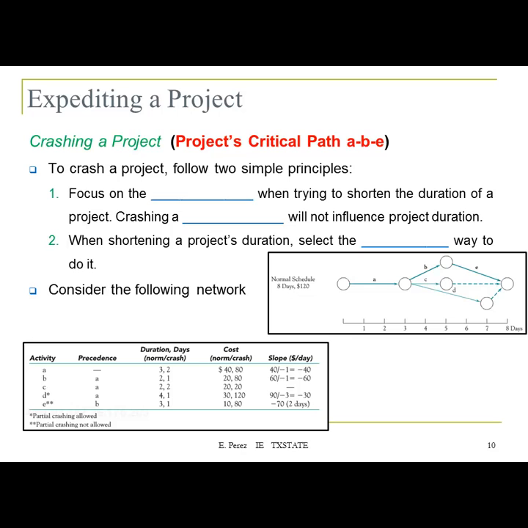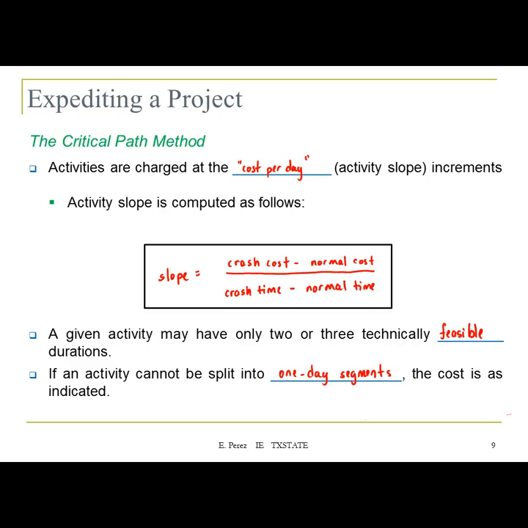This is the same table that I showed before, but now you have an extra column that is showing the slope for each one of the activities. So that slope is telling you the cost per day. So for the first activity is going to be $40, the second activity is $60, and so on. And that was computed using this slope.